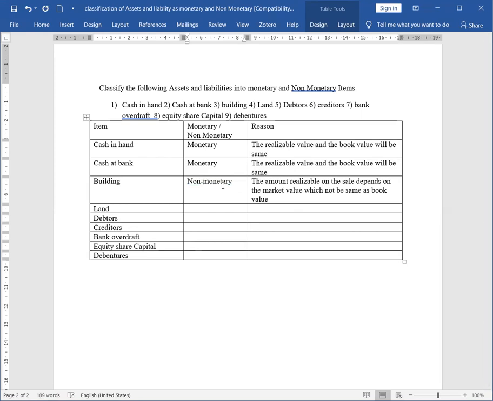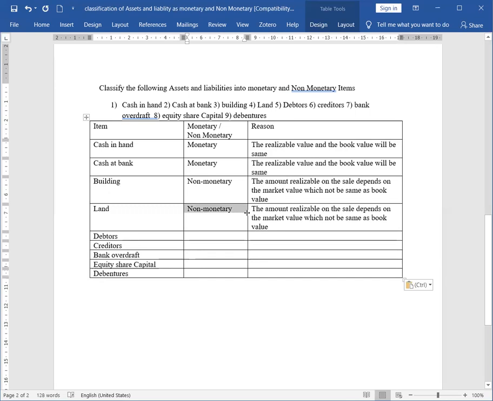Coming to the next item, land is also the same thing. You cannot say the same value because the land value will also change based on the market value. So this is also a non-monetary item. Next, coming to debtors, they will always be monetary. Why? Because the book value and the realizable value will be the same. I'm going to copy paste the same thing here.